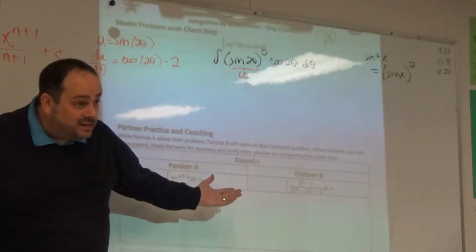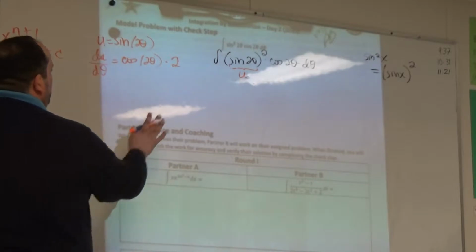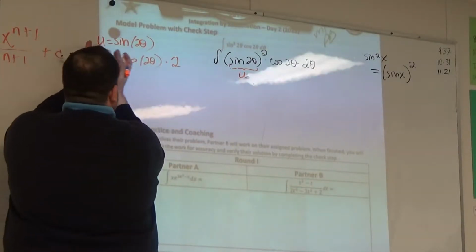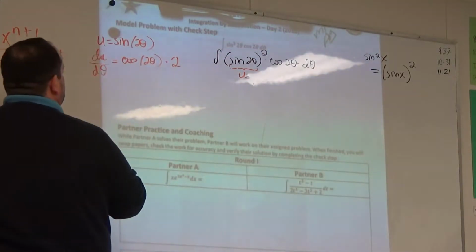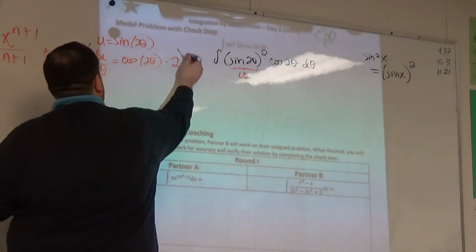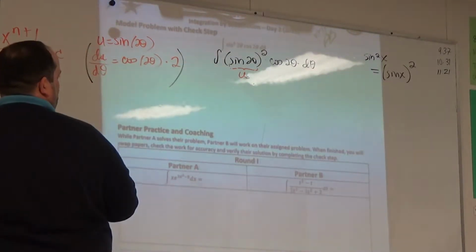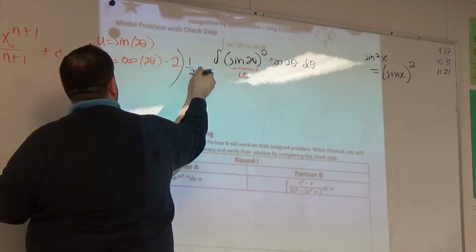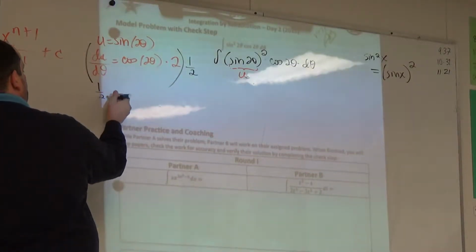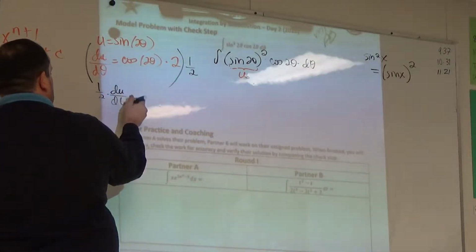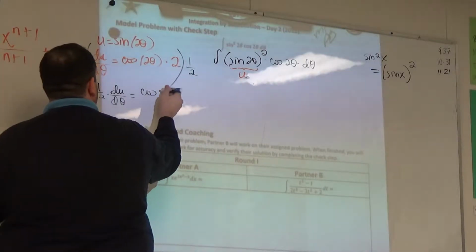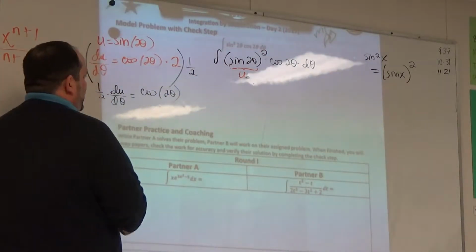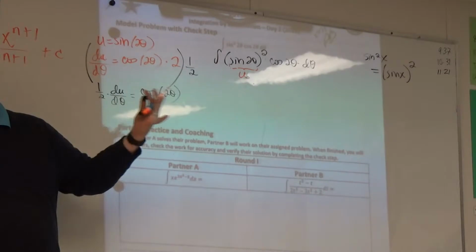And what's the key to getting there? Multiply by 1. You want to be careful. If du d theta equals all this, the key is multiply this guy by what you need to get there, which is a half. So we get a half du d theta equals cosine 2 theta times 2 times a half. Well, that's just 1, and we stop there.